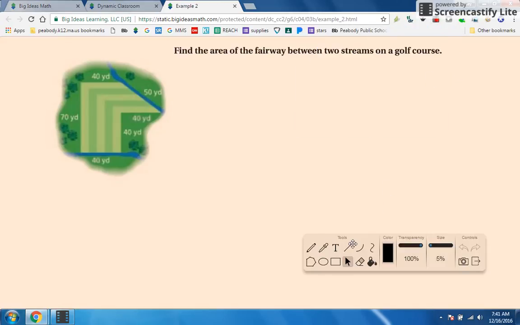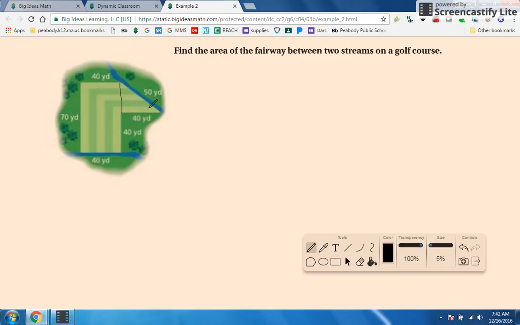Here's something you would do in the real world. They want us to find the area of the fairway between 2 streams on a golf course. Here are the 2 streams in blue. They want us to find this lighter and darker green. So we want to divide it into 2 shapes that we have formulas for, and there's more than one way to do this. What I'm going to do is draw a vertical line here. Now I have a triangle and a rectangle. I want to find the area of each of these and then add them together.